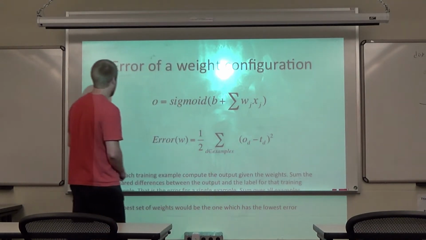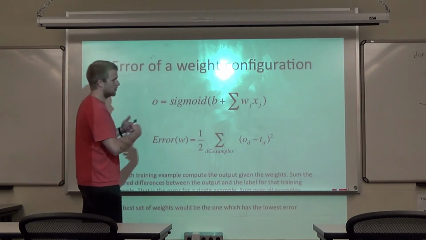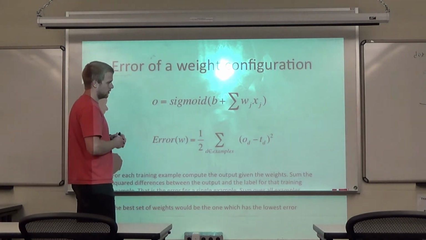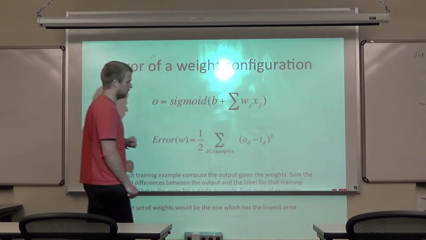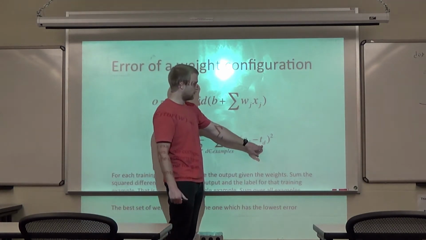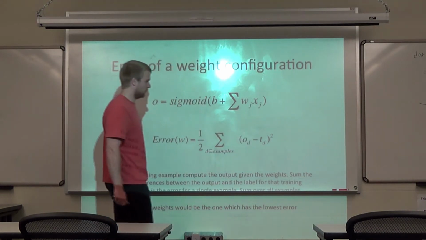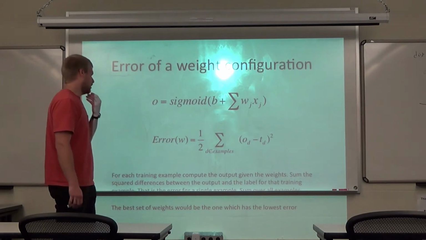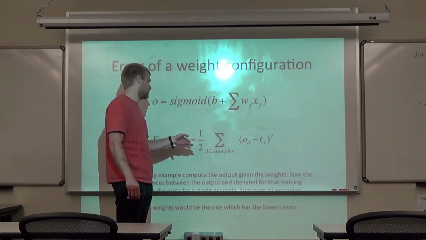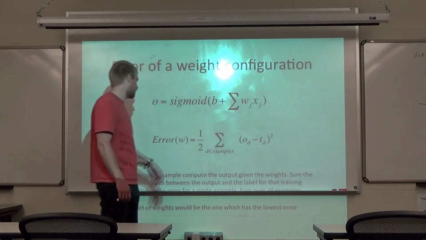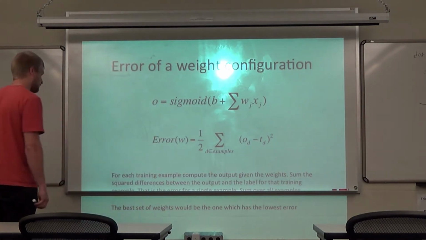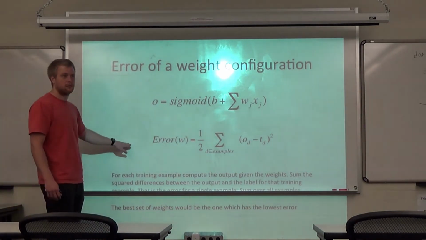So let's say that the output for all of the horizontal ones were 1, and all of the vertical ones were 0, then t would be 1 for all of the horizontal lines and 0 for all of the vertical lines. And then we take the square, so basically the squared error. Does this make sense? Any questions?